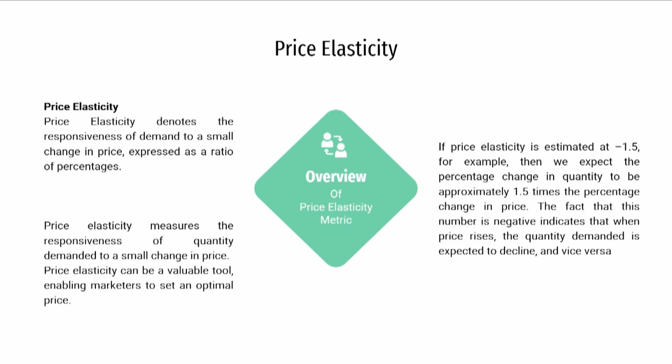If price elasticity is estimated at minus 1.5, for example, then we expect the percentage change in quantity to be approximately 1.5 times the percentage change in price. The fact that this number is negative indicates that when the price rises, the quantity demanded is expected to decline, and vice versa. Remember that some books, especially in the domain of economics, rather than taking the ratio itself, take the mod of the ratio, so price elasticity may be visualized as a positive number. That is just a convention.